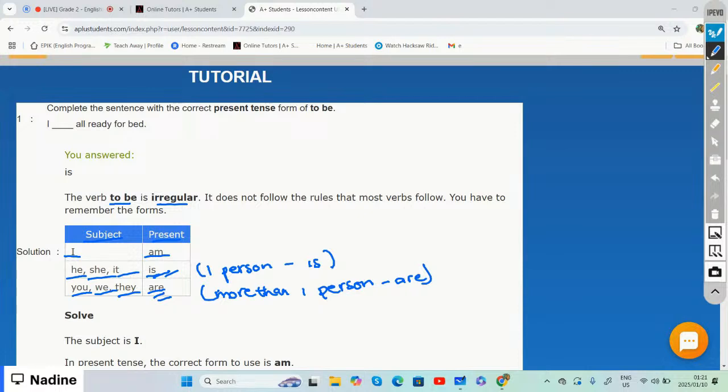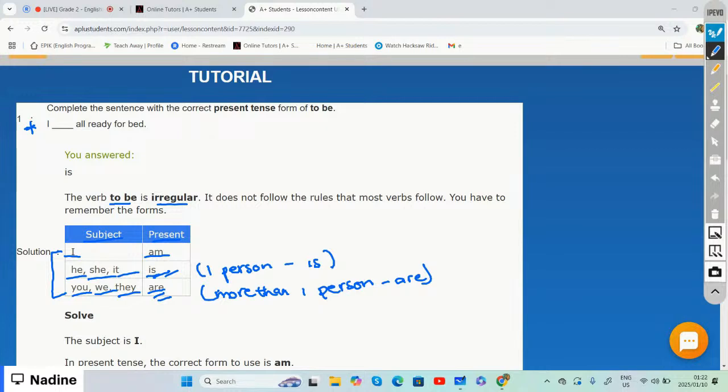So now we're going to look at a few examples or let's say activities, and then we're going on to our test, right? Look at the first one. It says complete the sentence with the correct present tense form to be. It says I, and you can even look at this over here to help guide you. It says I all ready for bed. I am already for bed.